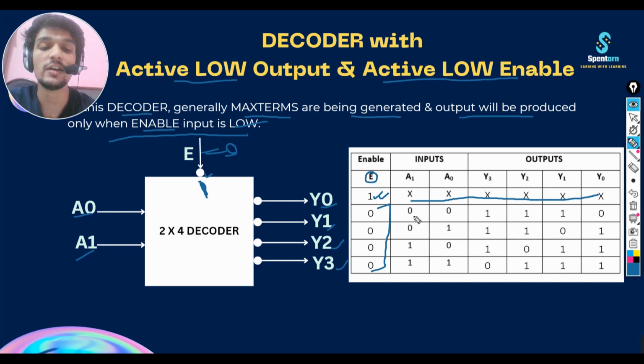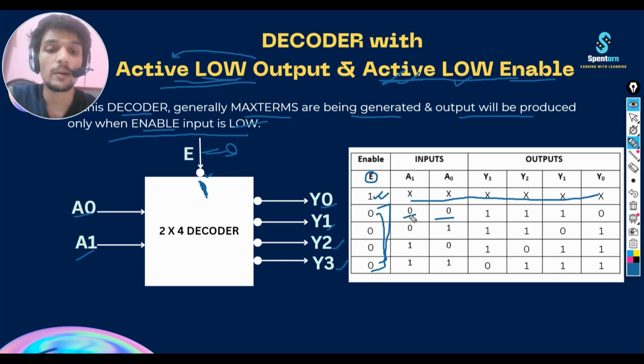So when we have 0, 0, in this case, we have seen that it is active low enable, which means our enable will get active only when the enable is low, right? Whenever we have the enable as low, it only gets active. Active means it is working, right? Now, active low output means that we will be getting the output only when it is low, right?